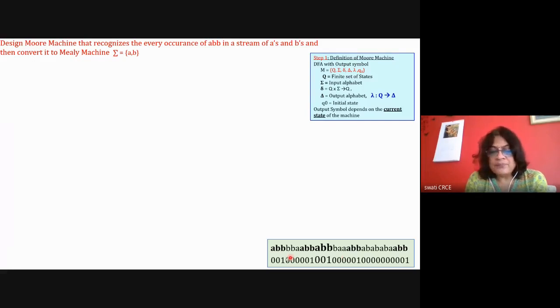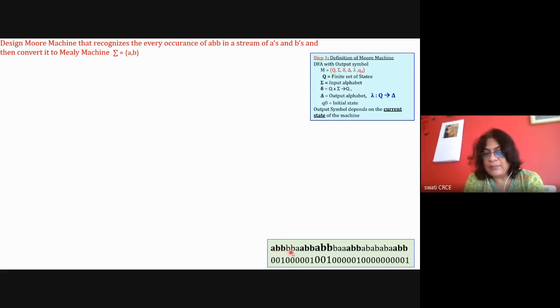So I'm saying that whenever the substring ABB occurs, at the end of this last B, we will say that the output symbol is 1. So here the output symbol 1 indicates that the sequence ABB was there. This is used to calculate how many times ABB is there. So the number of ones will indicate the number of times ABB occurs in the input. For the first A, it will generate 0, then 0, and then for this ABB, it is now recognized that these three symbols are ABB. So it will create 1.